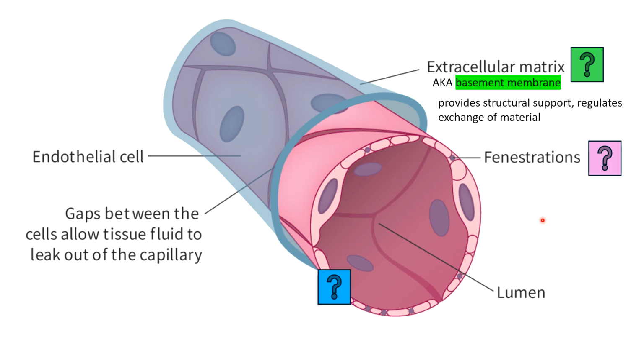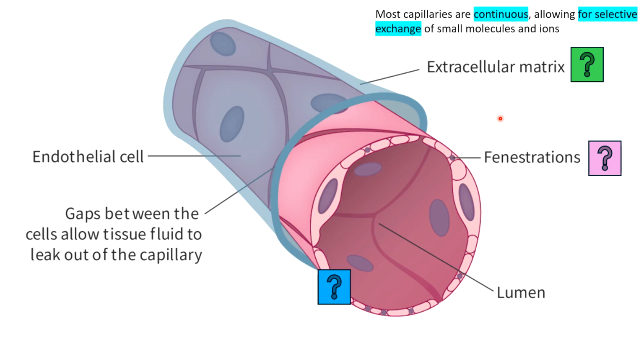Okay. The extracellular matrix, also known as the basement membrane. This thing surrounding the capillary provides structural support and controls which materials are entering or not entering. That's why we call it the basement membrane as well, like a cell membrane, but it's not exactly a cell membrane. Now, most capillaries are continuous, allowing for selective exchange of small molecules and ions. Selective as in selecting which molecules and ions enter or leave. Okay.